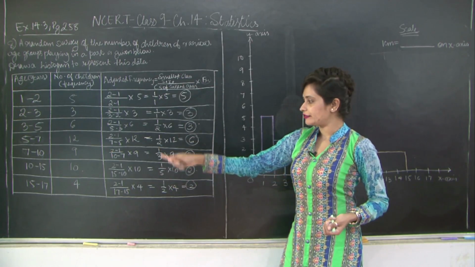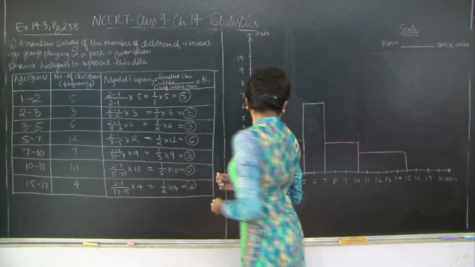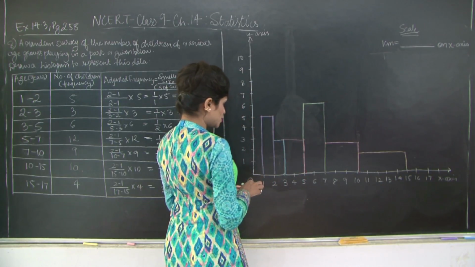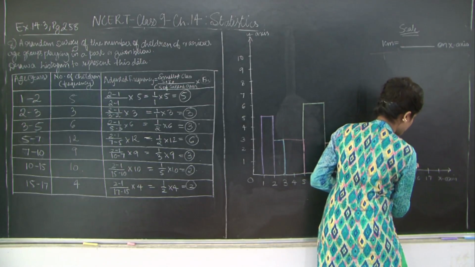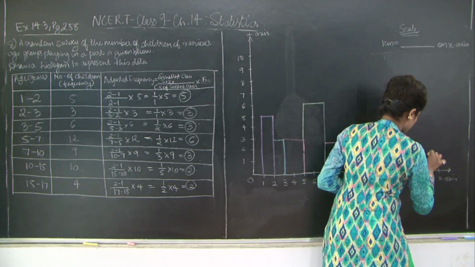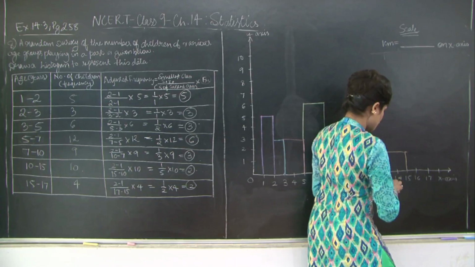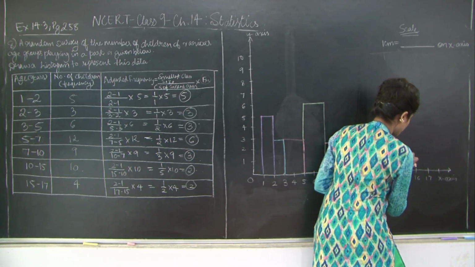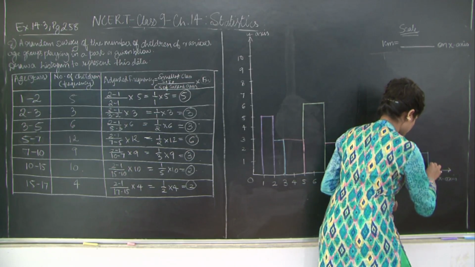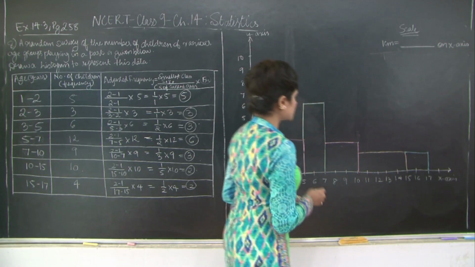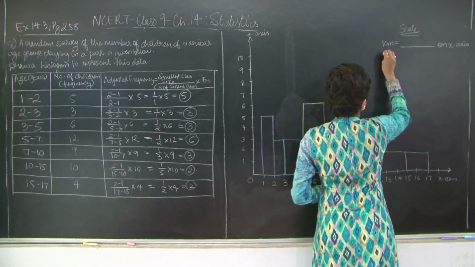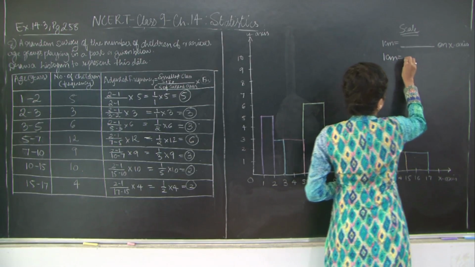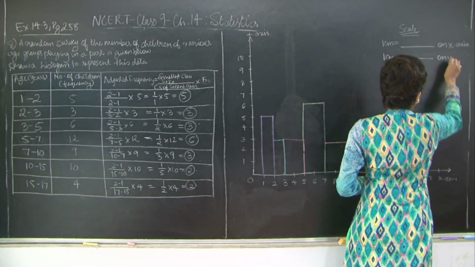Then finally I have 15 to 17, which is 2. So 15 to 17, which is 2. So I'm going to use the same chalk because that's the rectangle of the same height. Or I'll use a different colored chalk because they are just next to each other. So we can differentiate. So this is the required histogram that we need, and I will rewrite the scale. 1 centimeter is equal to dash on y-axis.